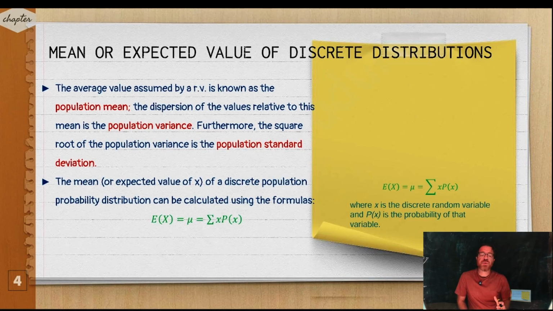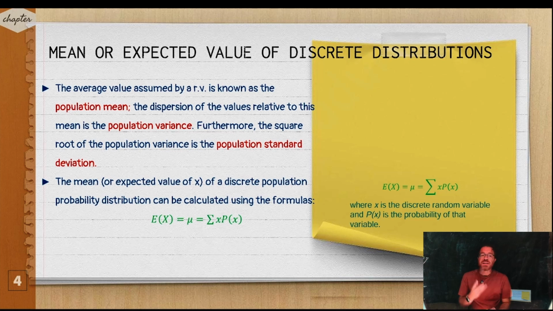So now we're going to talk about how do we find our mean or expected value of a discrete distribution and our random variable associated with it. So the average value assumed by a random variable is known as the population mean. The dispersion of those values relative to the mean is our population variance. And of course, if we take the square root of that, just like we did in chapter 2, this would be our population standard deviation.